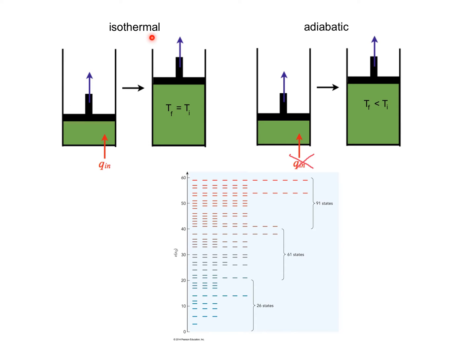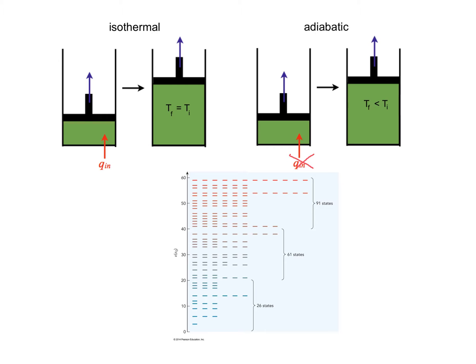We can expand the gas isothermally, in which case heat must enter the system as work leaves the system so that the final temperature and the initial temperature remain the same, and thus we have an isothermal process. We could do the process adiabatically, in which case no heat enters or leaves the system, and in that case, when we expand, the final temperature will end up being less than the initial temperature.